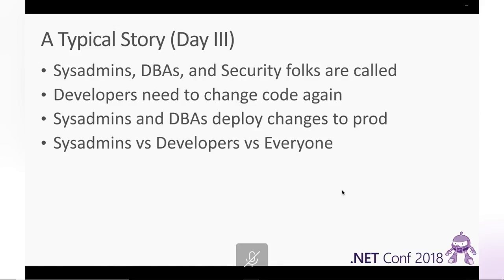Developers then need to change code again. This is usually the normal way, especially if this is a big change. But if we're talking about small changes, this usually doesn't take too much time. But let's bear in mind that we're talking about big changes. Then sysadmins and DBAs deploy changes to production, and usually after that, the fight starts between sysadmins, developers and everyone. Why? Because sysadmins are trying to have a stable environment. Developers are trying to push the changes as soon as possible because they are being pressured by management and so on. So the thing is that you will have a lot of problems when there are silos and you don't have good communication between the teams. So there has to be a better way, right?